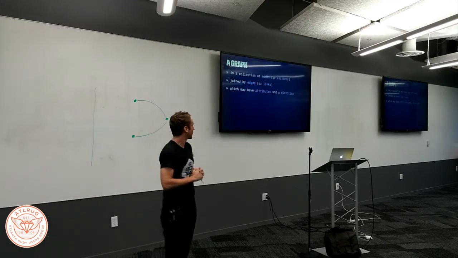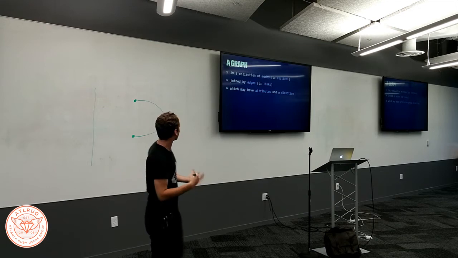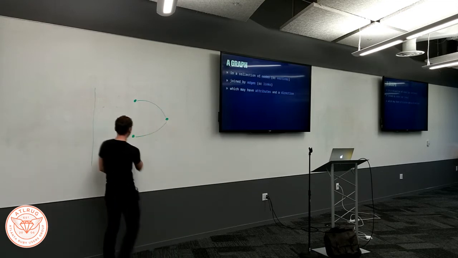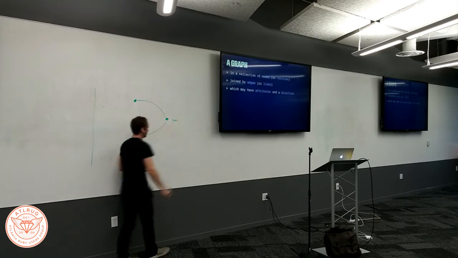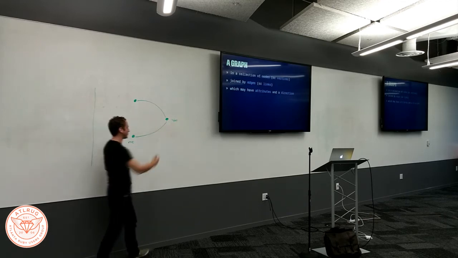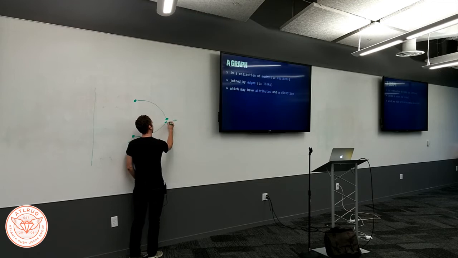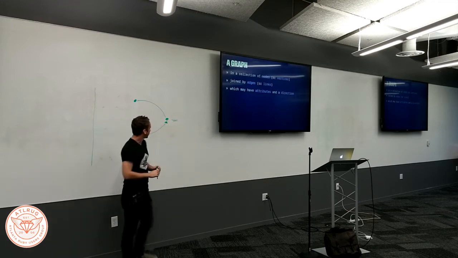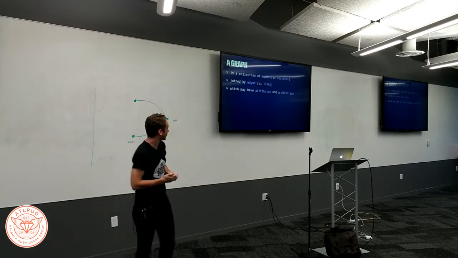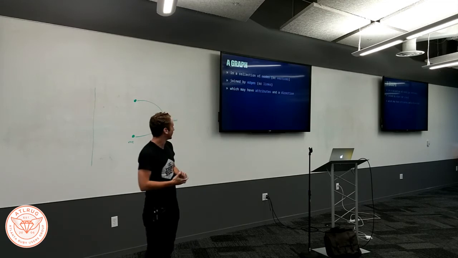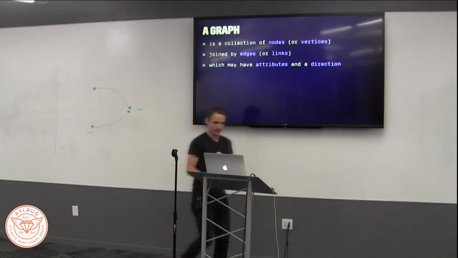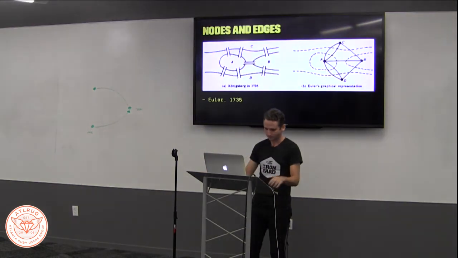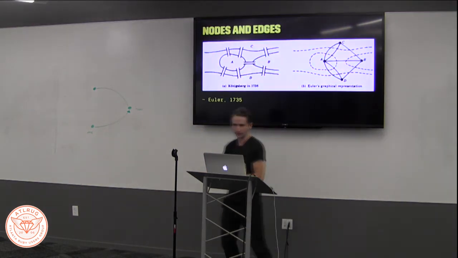For most of our applications, we'll think of these as specific things, like maybe this node is a person. Maybe the edges have attributes or directions. There may be some metadata associated with this graph, but very broadly, it's just anything that you can think of that way. Which, as you can imagine, is a pretty broad topic. Most things can be thought of that way.